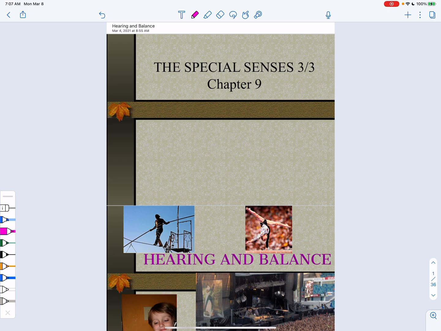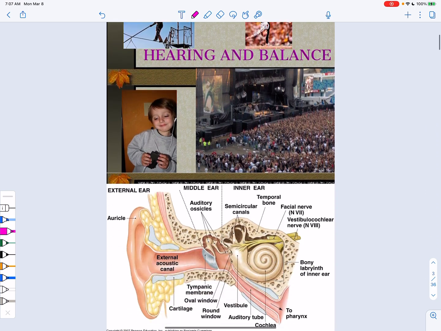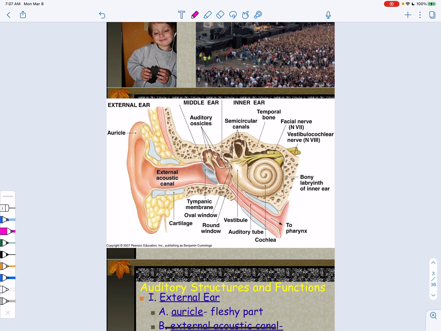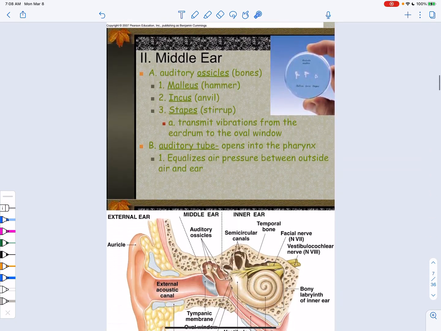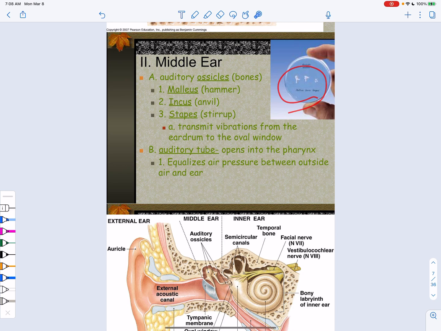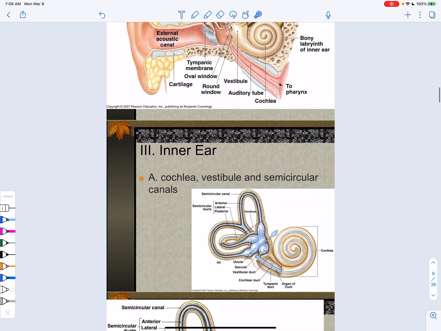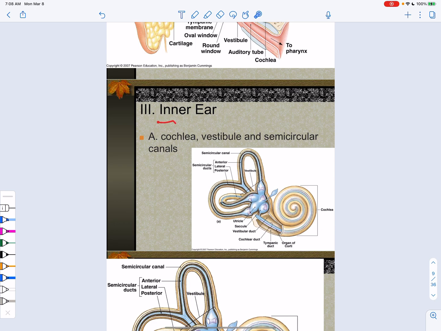Hearing, of course, happens through your ears, and hopefully you've already watched the lecture over the anatomy of the ears, because the external ear, the middle ear, and the inner ear all do different things for our hearing. Okay, so hopefully you have these notes down and this is familiar to you. Hopefully you understand the ossicles. Hopefully you understand that in your inner ear, you have three parts in there. And those three parts are all responsible for different things.